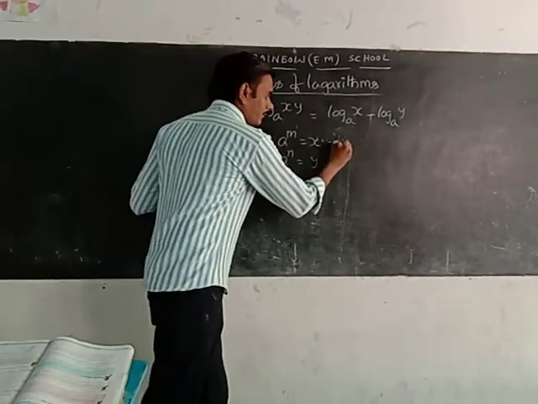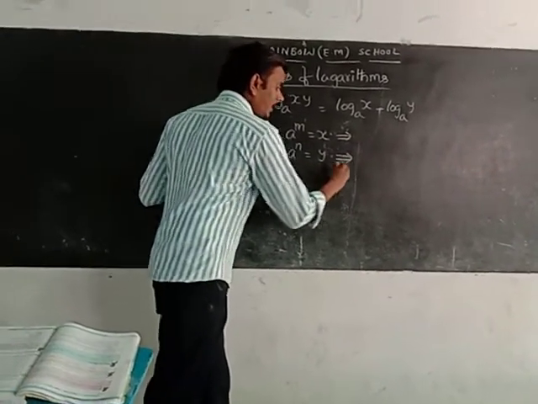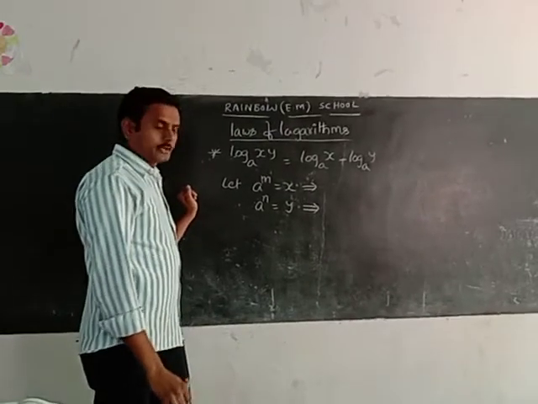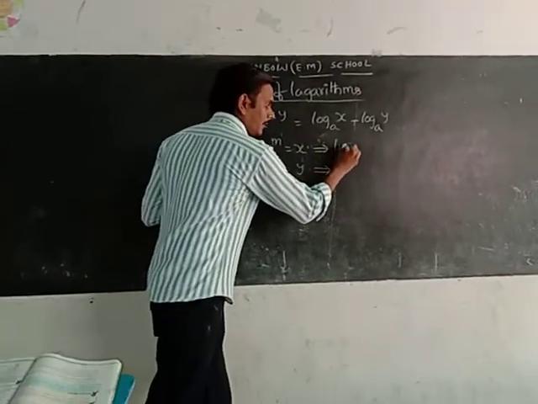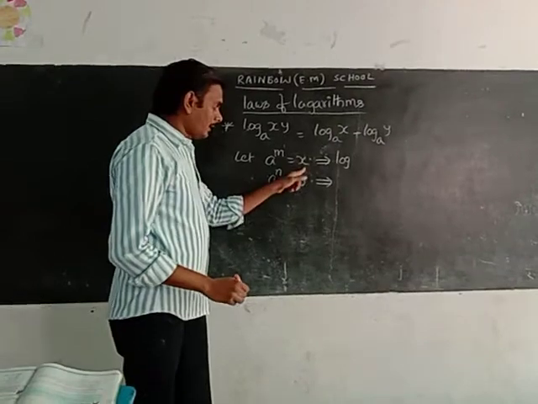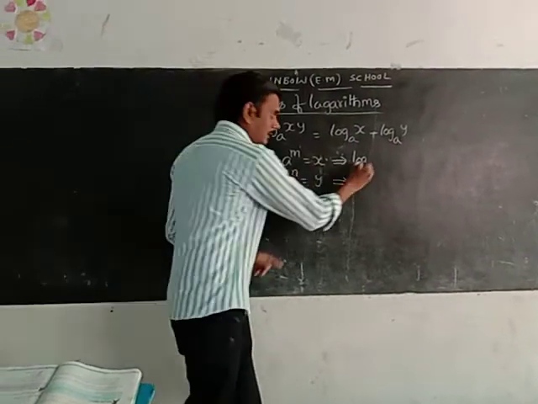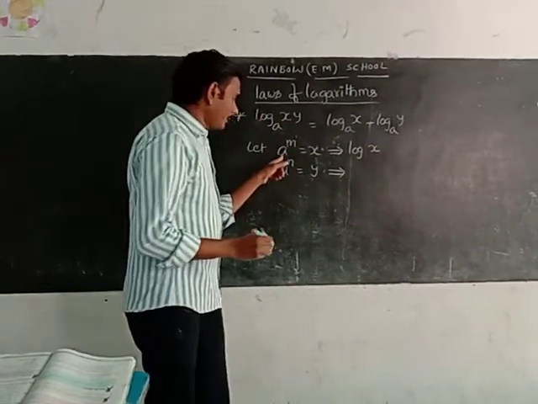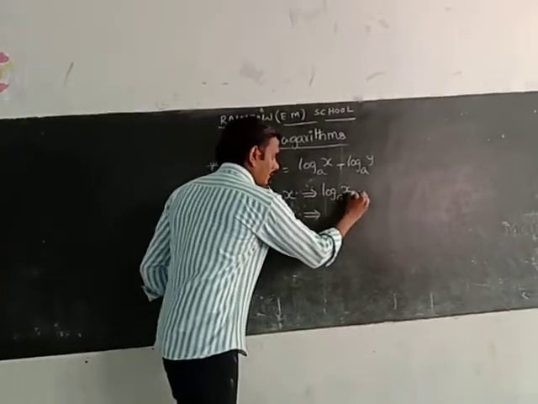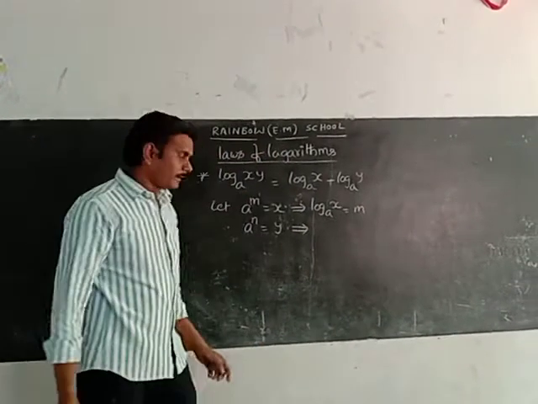Write the logarithm form for the two exponential numbers. What is the result here? The number is x. Log x, what is the base here? The base is a. Log x base a equals m.